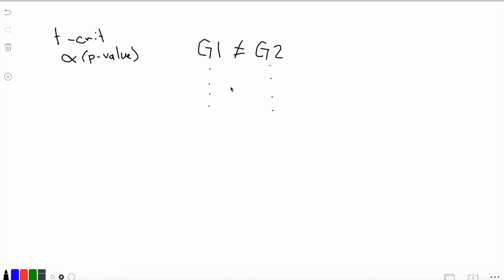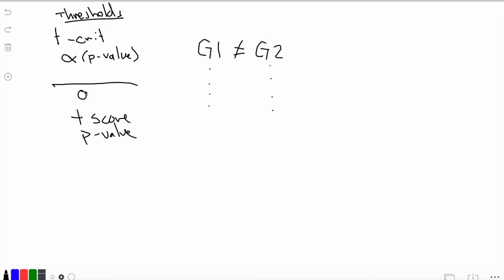And really what we're going to calculate are things like a t-score and a p-value. And these are going to be our observed values. So the difference between these is that these are our thresholds, and these are our actual observed calculated values. And we're going to compare the t-crit to the t-score and this alpha value to our p-value. But let's talk about this using an analogy.